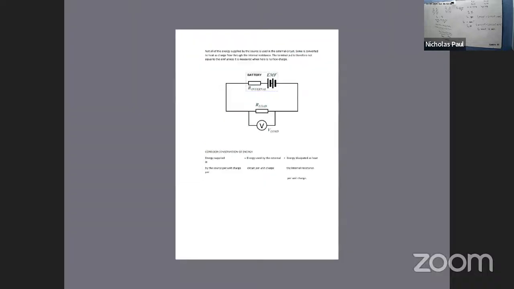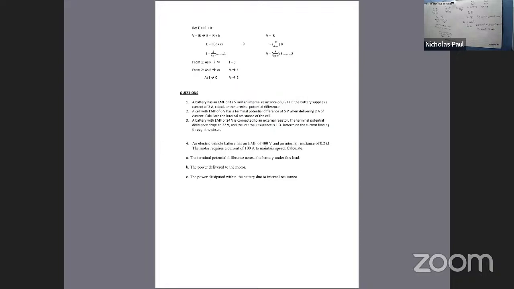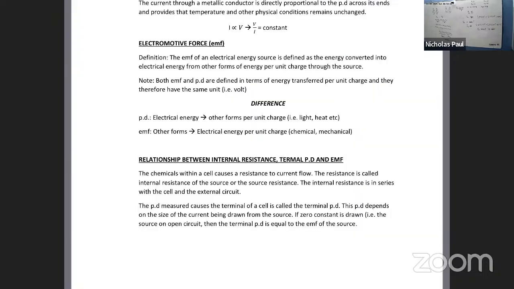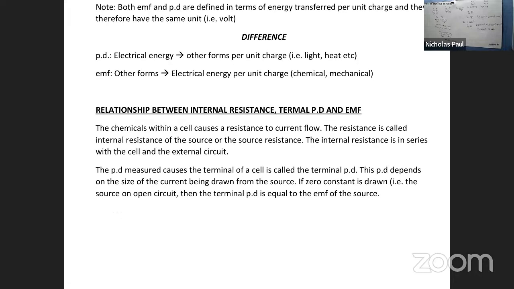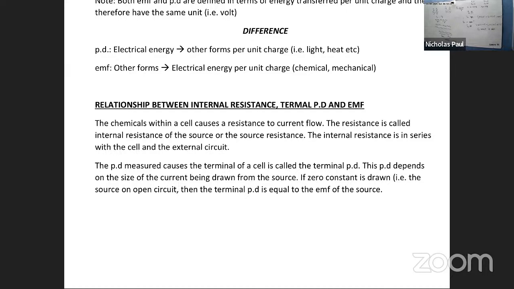Everything I just talked about, in this little formula here, that's the concept. Chemicals within a cell cause a resistance to current flow. The resistance is called the internal resistance of the source, or the source resistance. The internal resistance is in series with the cell.